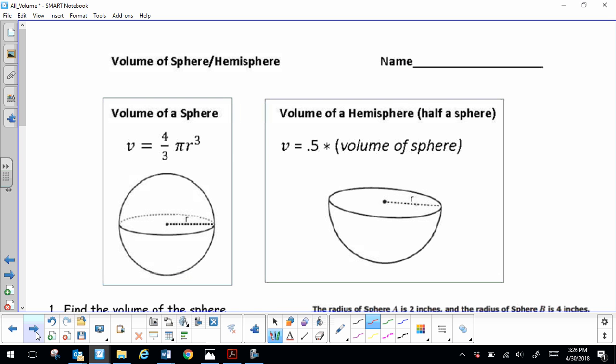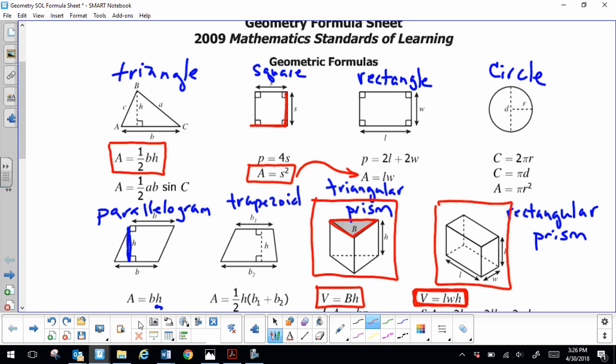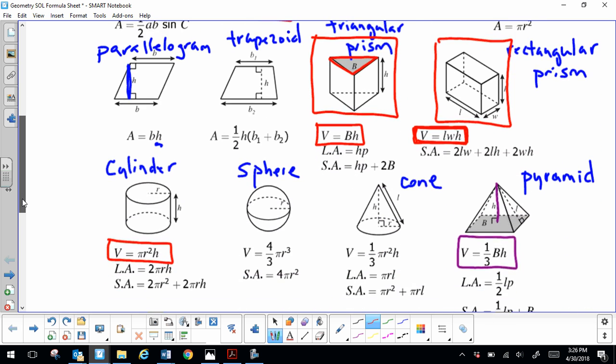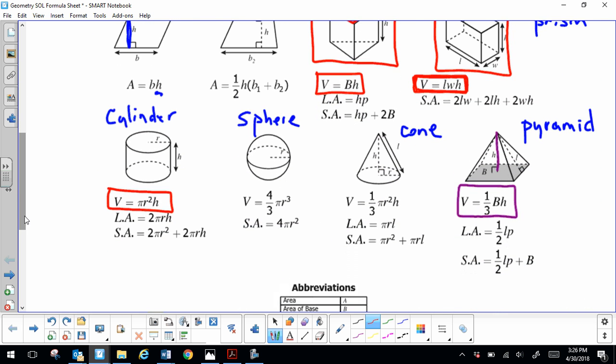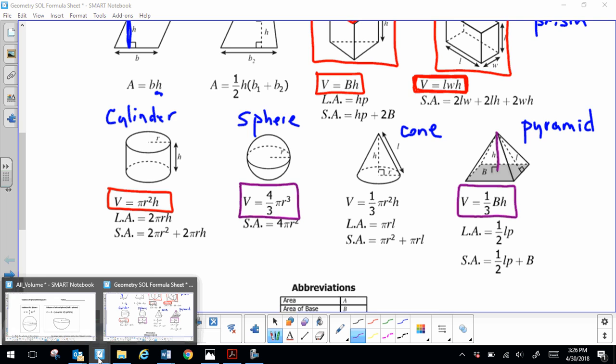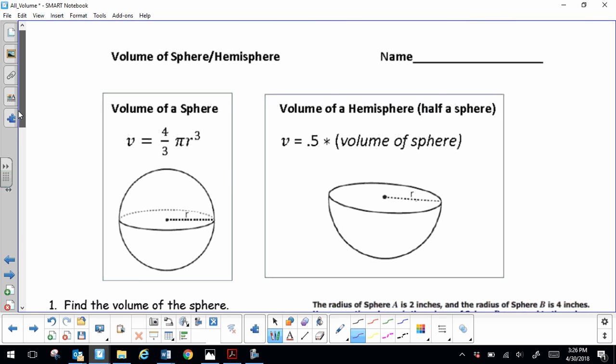Our sphere, fortunately on the formula sheet, it says volume of sphere / hemisphere. If I go back to the formula sheet, it is showing two formulas, one of which is the volume, which is equal to 4/3 pi r cubed. And so we're going to take that and use it here. In fact, they've rewritten it for you there.